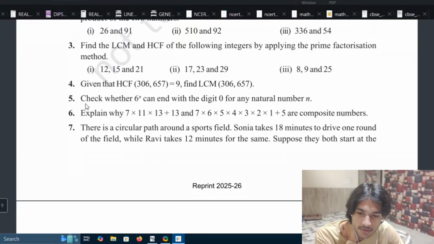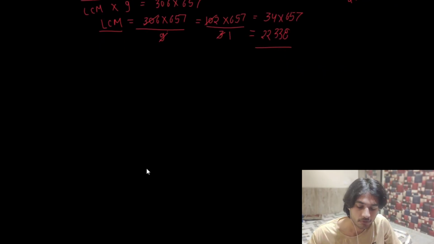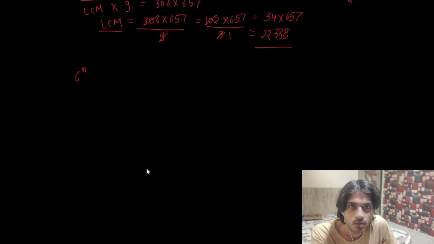Okay, next question is: check whether 6^n can end with the digit 0 for any natural number n. We have done one example similar to this, where we have to find out whether a number will end with digit 0 or not. If a number ends with digit 0, it has to be a multiple of 10, right? So suppose 6^n ends with digit 0, then 6^n should be a multiple of 10, 10 times k, where k is obviously a natural number.